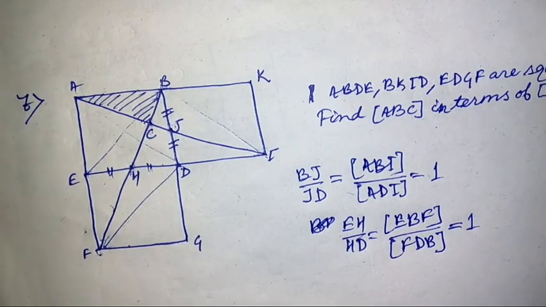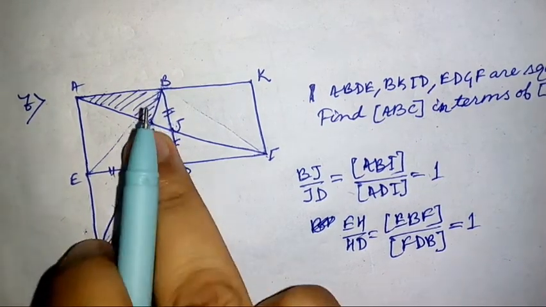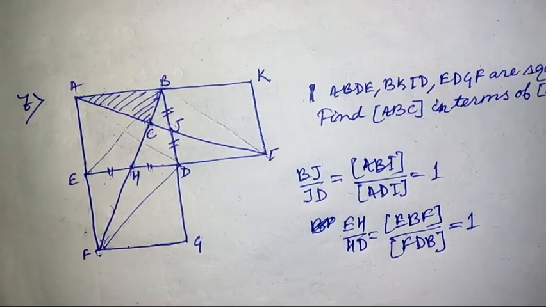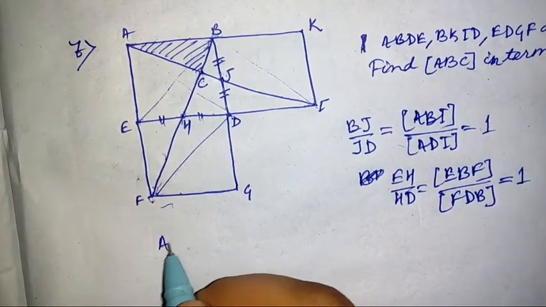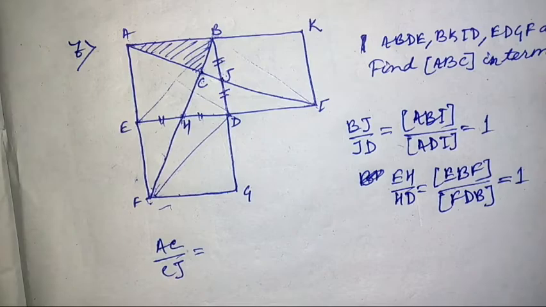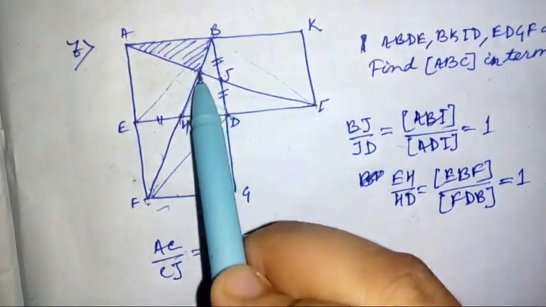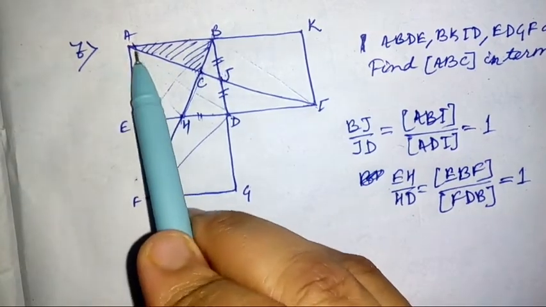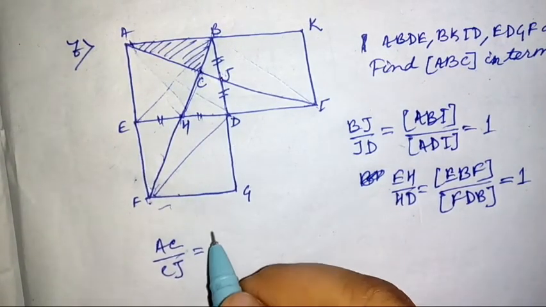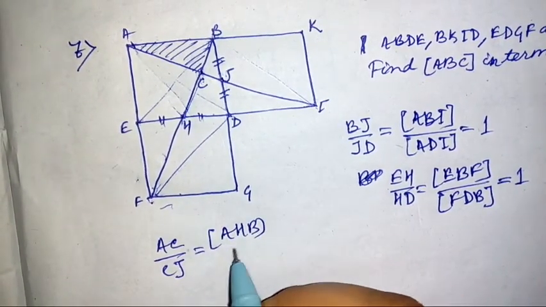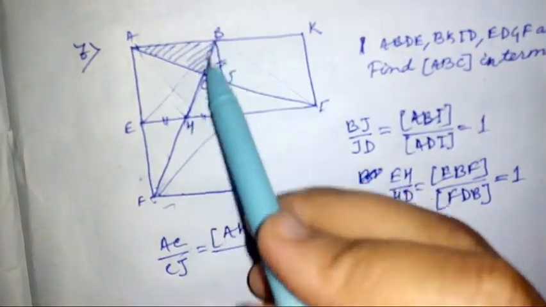Now we have to locate this point's position. Once we are successful in locating this point's position, we can very easily calculate the area. So AC by CJ, how can we locate? We have to first check out the defining characteristics, this line and this line. So it will be this area, AHB by BHJ.